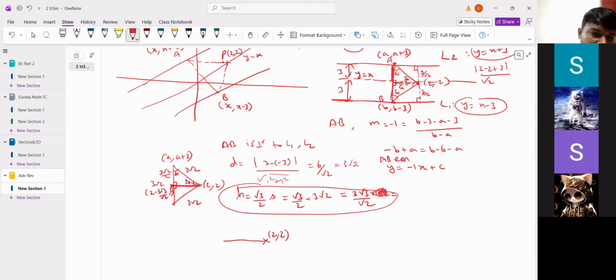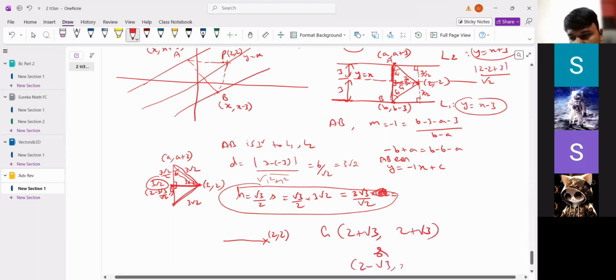Either do that, or you can use the distance formula idea, because you got the side length of the equilateral triangle. Use the distance formula between these points and get a value. There will be two possibilities, because there are two sides. And then the final answer for the centroid: we get two cases, (2 plus root 3, 2 plus root 3) or (2 minus root 3, 2 minus root 3). Okay. Yes, sir.